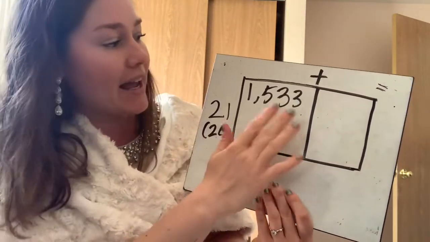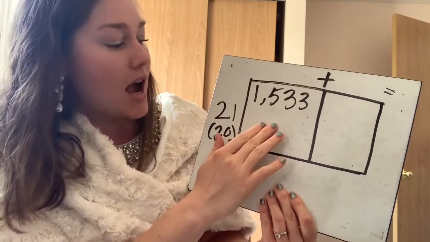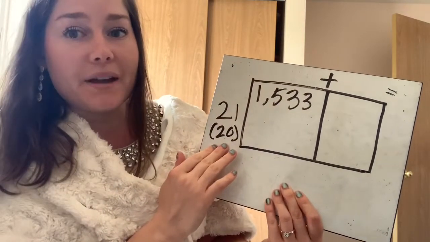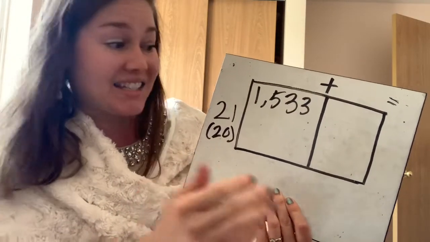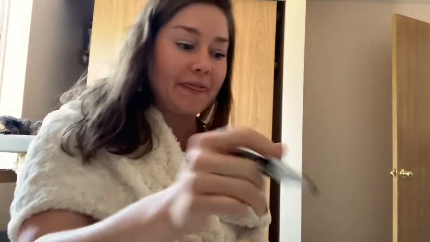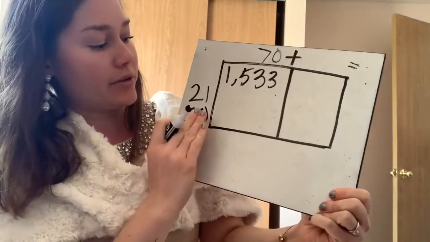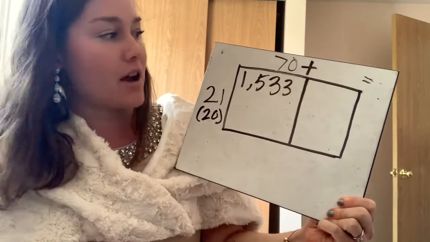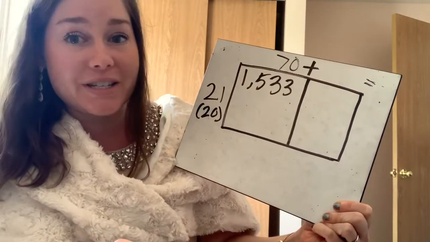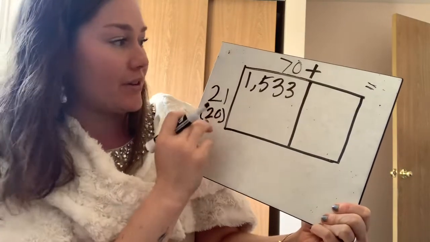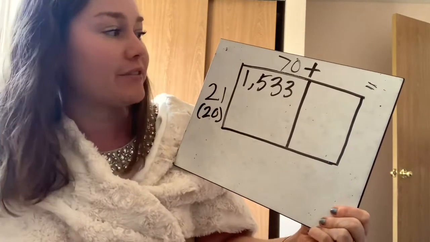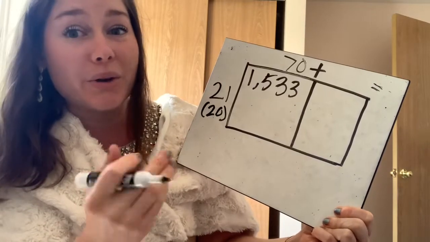So if I'm looking at this problem here, I see 20 going into 1,533 about 70 times. Now, how I got that estimate was that I covered my zeros on 20 and 70 and thought, well, 2 times 7 is 14. And if I'm trying to get close to this number here and put the zeros back, that makes about 1,400. So that's a pretty close estimate.